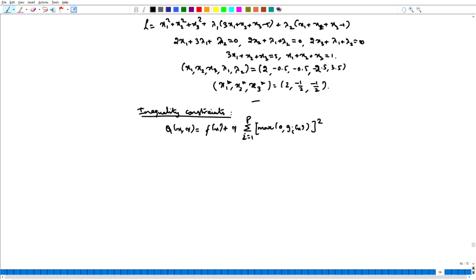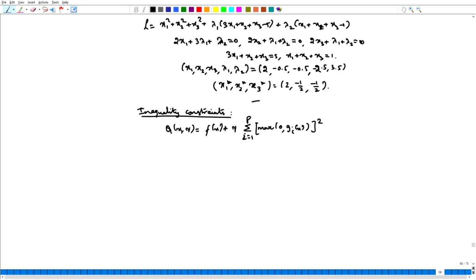So that is why we have max of 0 comma g a of x. So if g a of x is negative, then a 0 penalty is levied, and if g a of x is positive, only then a positive penalty is levied. Okay. So you can say in some sense this is a straightforward extension of the penalty function that you have for inequality constraints. Okay, that is correct.